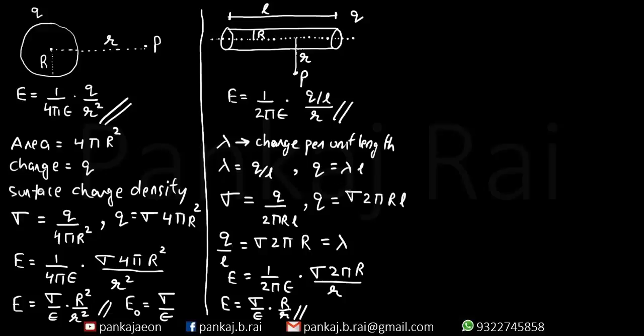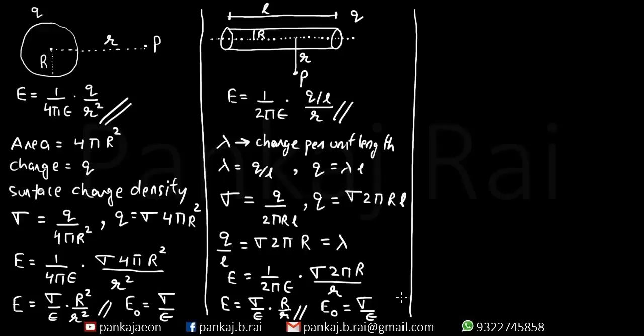Now obviously, if the point P is on the cylinder, this small r will be equal to capital R, so they will get cancelled. So electric field intensity just outside the cylinder is given by sigma by epsilon. So these are the variants for electric field intensity for a charged cylinder.